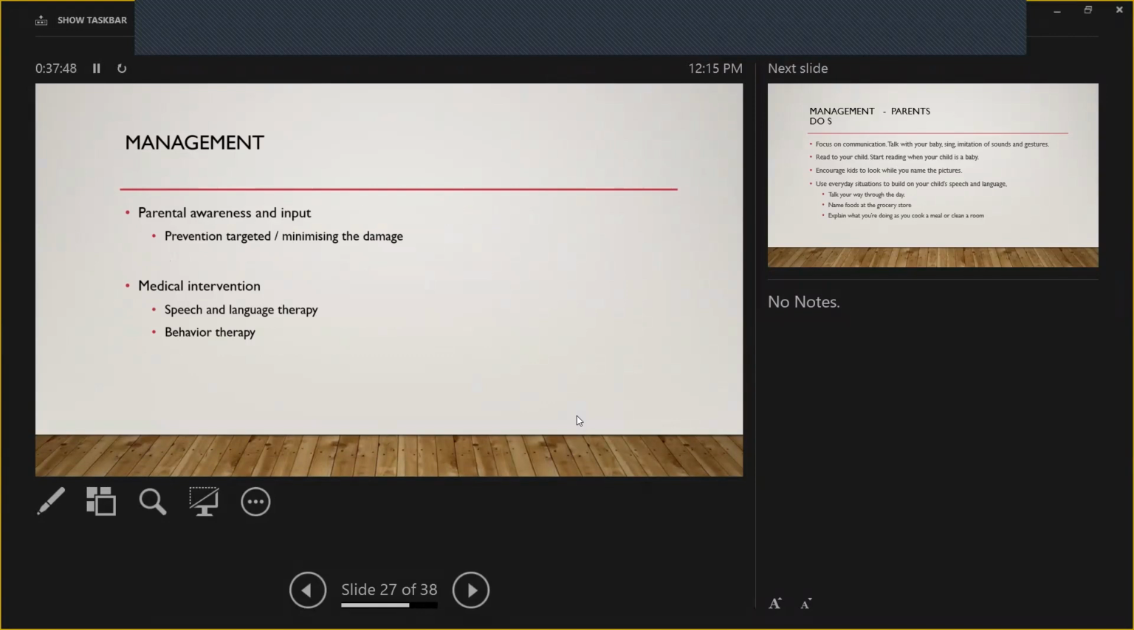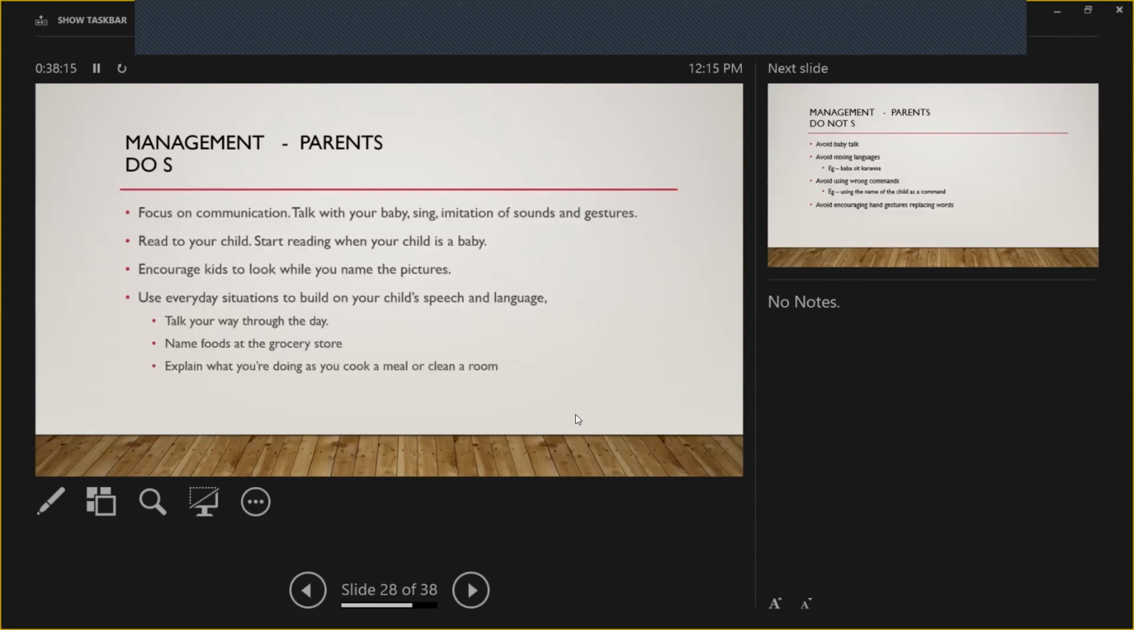So management. There are 2 things, right? Final part of our lecture: parental awareness and medical intervention. I'm not an expert in medical intervention. There are speech and language therapists and behavior therapists who will do that job. I'm now going to concentrate on parental awareness and input because prevention is better and it can minimize the damage rather than treating. Okay? So how can we prevent digital screen exposure related learning difficulties? Right? So do's and don'ts.